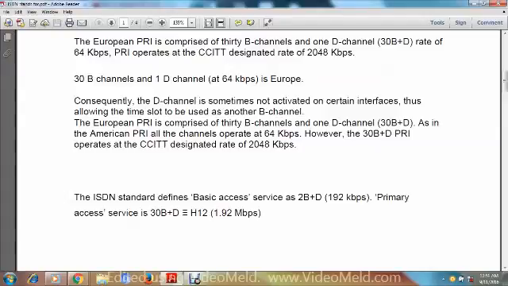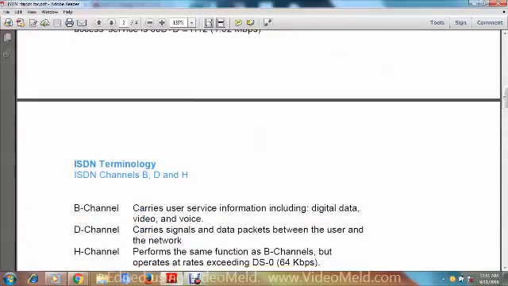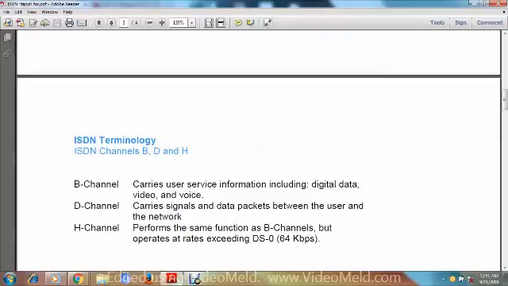The ISDN standard defines basic access service as 2B plus D, 192 kbps. Primary access service is 30B plus D, H12, 1.92 Mbps. ISDN terminology: ISDN channels B, D and H.